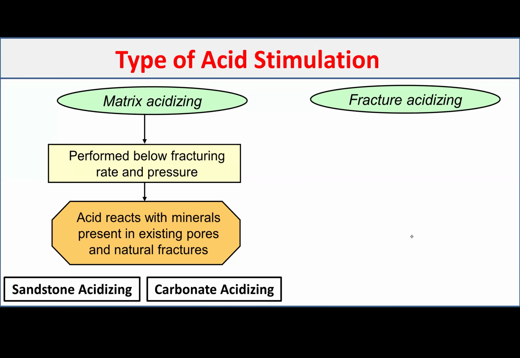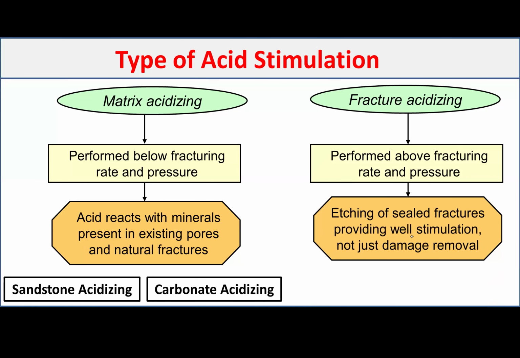On the other hand, there is something called fracture acidizing, and again, from the name, in this case, you can expect the injection rate and pressure that you are applying will be higher than the fracture pressure. If your fracture pressure is 8,000 psi, your rate and injection pressure will be higher, maybe 8,500, 9,000 psi, much higher, to be able to create the frac and inject the acid into the frac that you are creating.